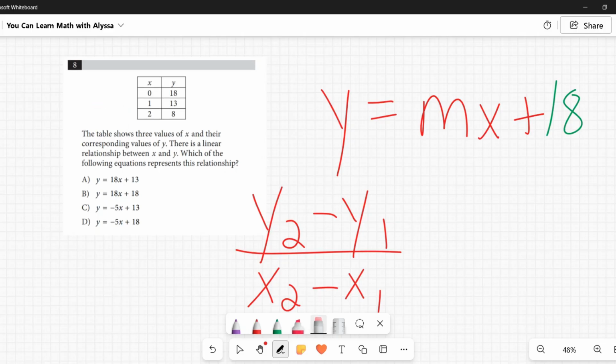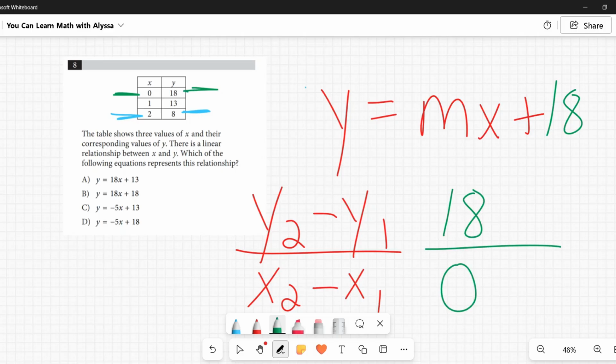Now I'm going to color code it to make it a little easier to see. I'm going to pick this first one and write it in green. I'm going to pick the third one, and let's make it baby blue. So the first one, 18 and 0, is going to be my first point, green. The 18, the y, goes on top. The 0, the x, goes on the bottom.